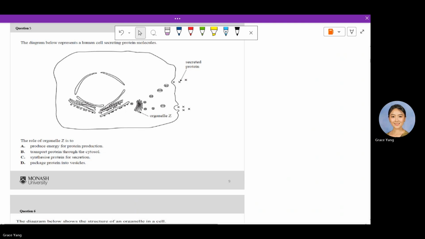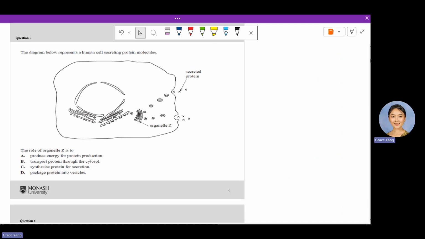Question 5. The diagram shown below represents a human cell secreting protein molecules. Okay, so this circular looking structure with little gaps, that is probably the nuclear envelope. And we always find ER attached or really close to the nuclear envelope. And I'd like you to think about why that's the case. Okay, think about what's in the nucleus.